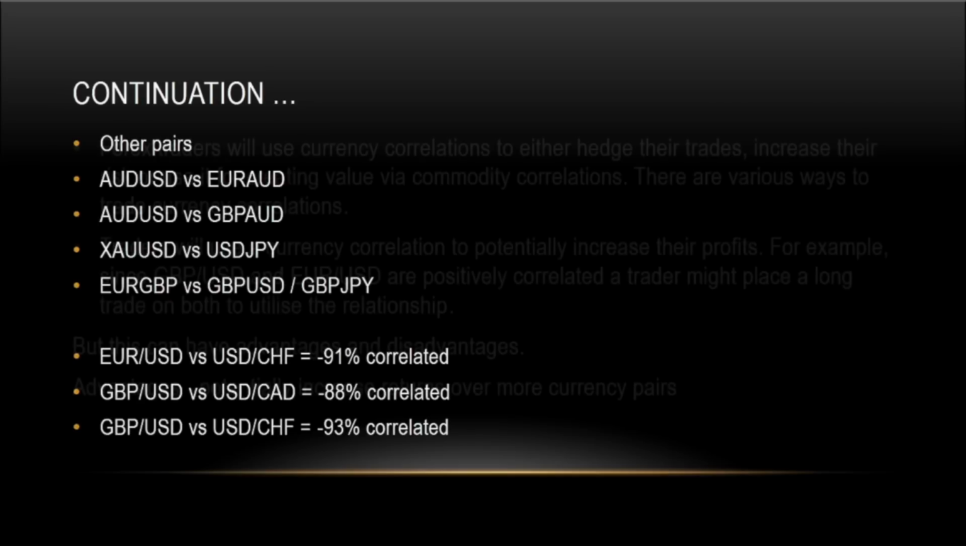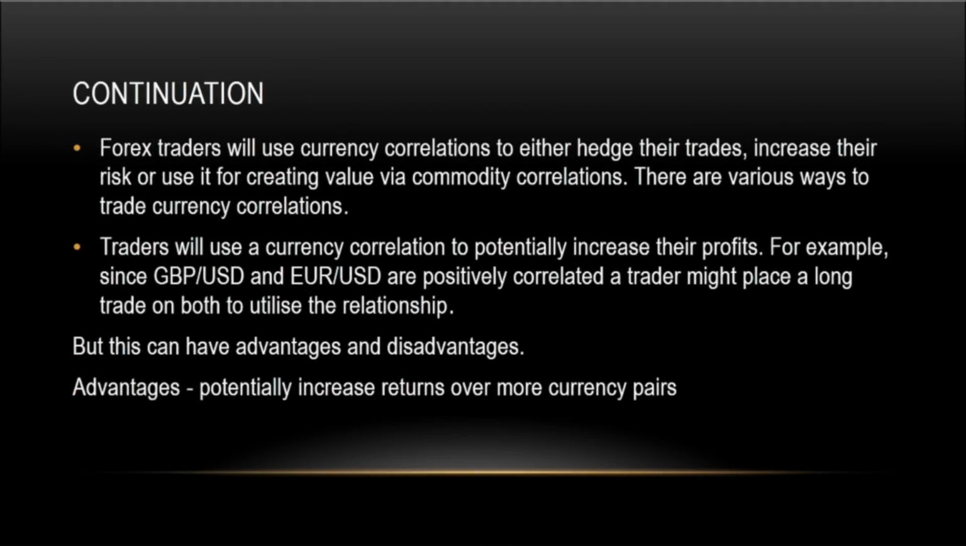Don't get it wrong. So moving right along, Forex traders will use currency correlations to either hedge their trades, increase their risk, or to create value via commodity correlations. There are various ways to trade currency correlations. So traders will use a currency correlation to potentially increase their profits. For example, since GBP USD and Euro USD are positively correlated, a trader might place a long trade for both to utilize the relationship that is available for both.